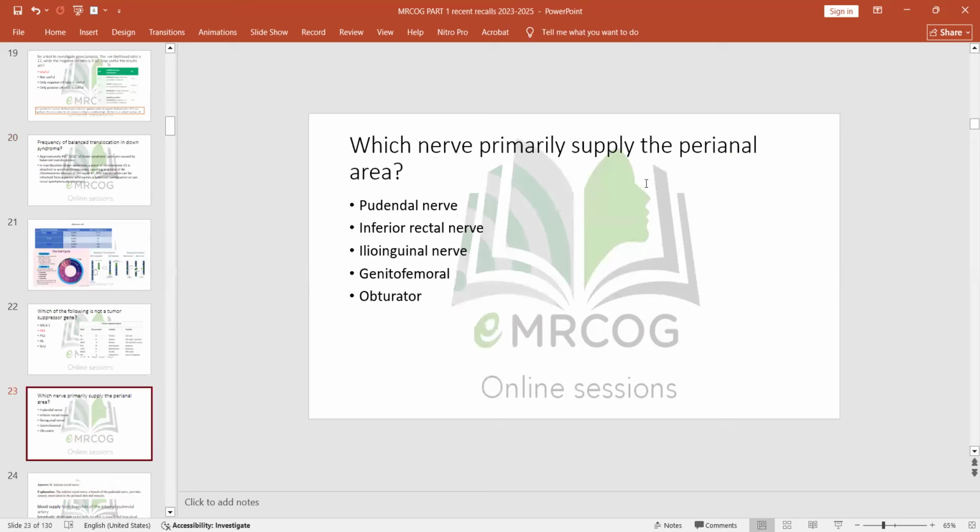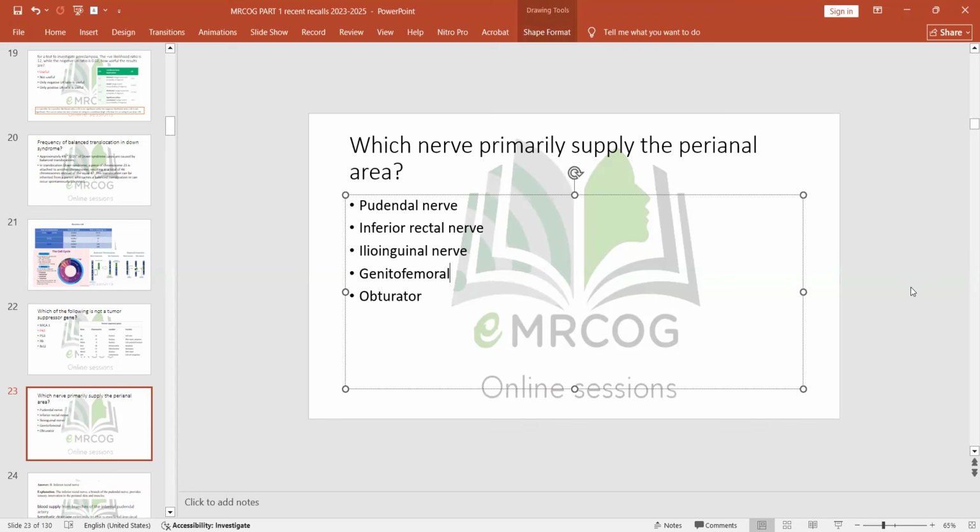Here we are. Which nerve primarily supplies the perianal area? Again, we are dealing with a direct branch and indirect supply. I don't want the major supply. I want the direct branch. Inferior rectal. Yes, excellent. Now you got what I was saying.